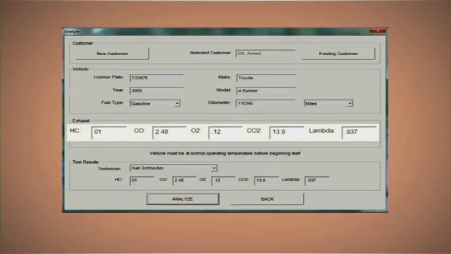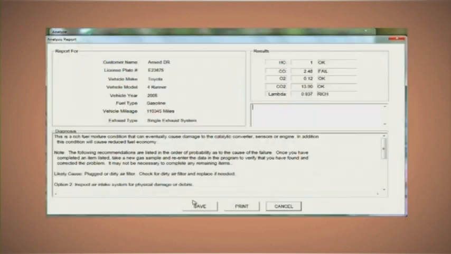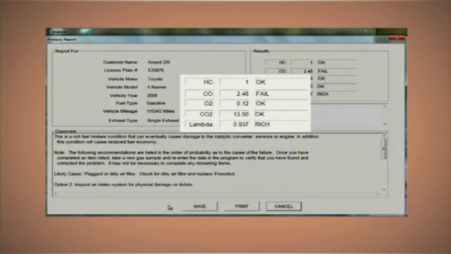The hydrocarbons was 0.1. The CO levels were 2.48. Our oxygen levels were 0.12%. The CO2 was 13.9, and the lambda was 0.937. We did an analysis with our Ansed calculator, and this is what we came up with. It appears that the CO levels had failed. Also, the lambda calculator appears to tell us that the system's running rich.